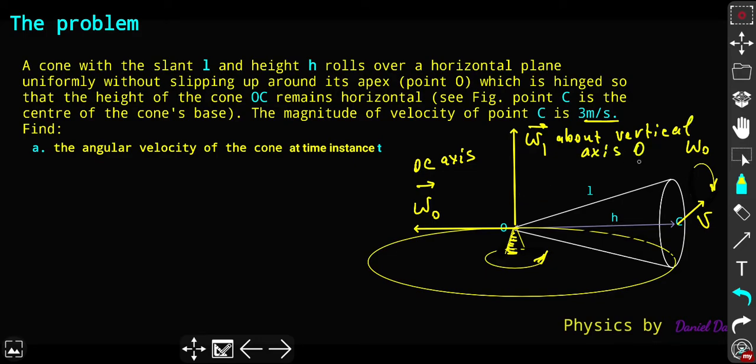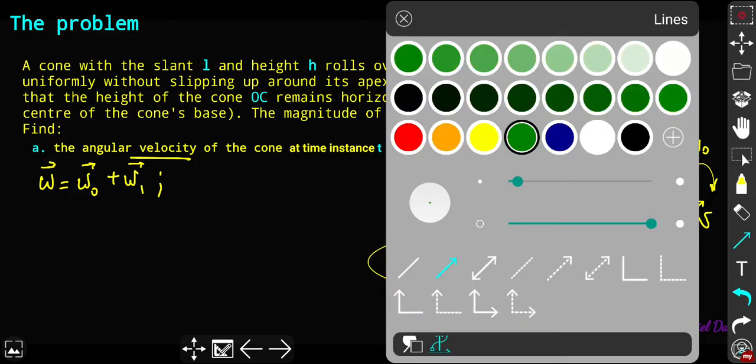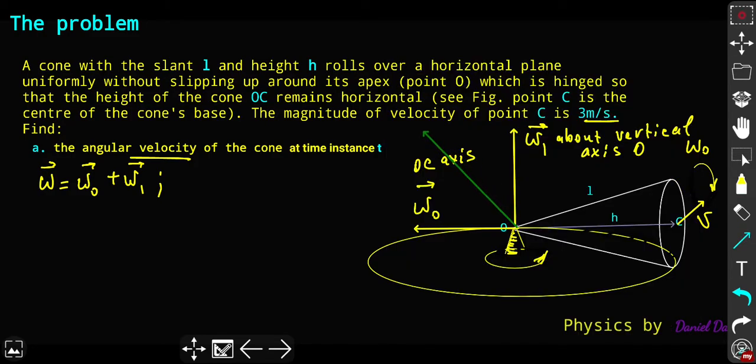And the resultant angular velocity omega in question A is simply the superposition of omega 0 and omega 1. If we represent it as a vector, according to the parallelogram rule it can be drawn in this way. So that's omega. But because we need to find omega as a vector at time instance t, obviously at different moments of time it's different due to that component depending on time, so it's turning, right?